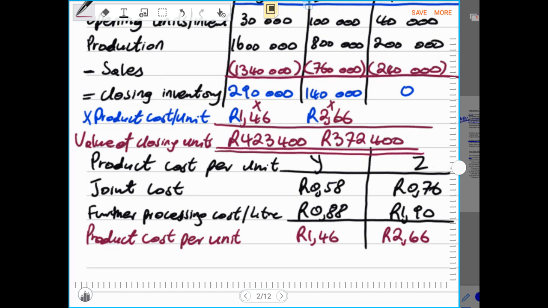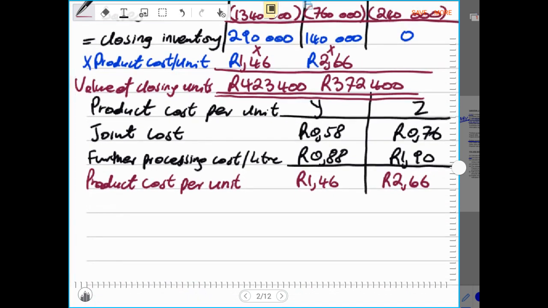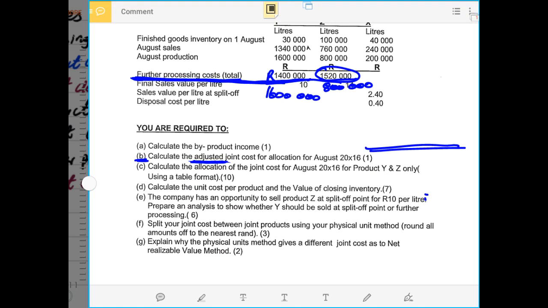So now this is the 7 mark that was very crucial, very important, and worth you understanding also in this part of the topic of joint and by-product. Then now we have done requirement number D, and the next stage is to do the next requirement, requirement number E.